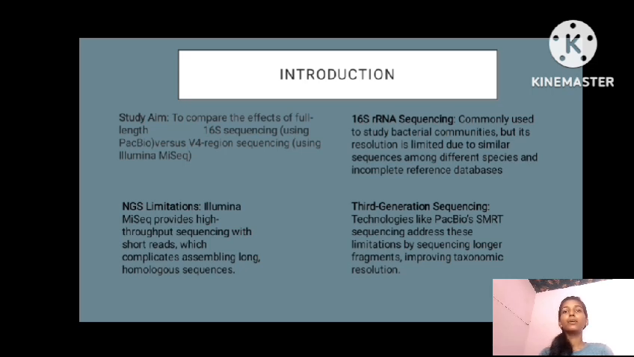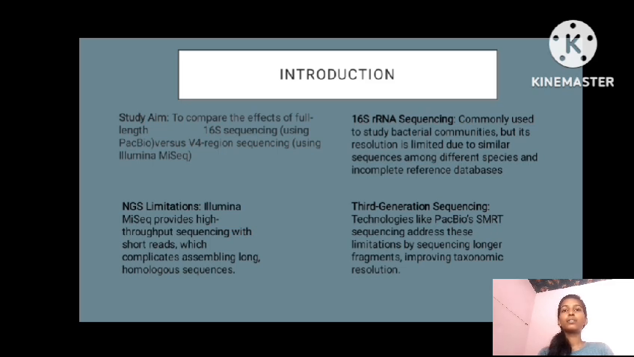Study aim. The study aim is to evaluate if sequencing of the full-length 16S rRNA gene using SMRT sequencing provided different results compared to sequencing only the V4 region using Illumina MiSeq sequencing.